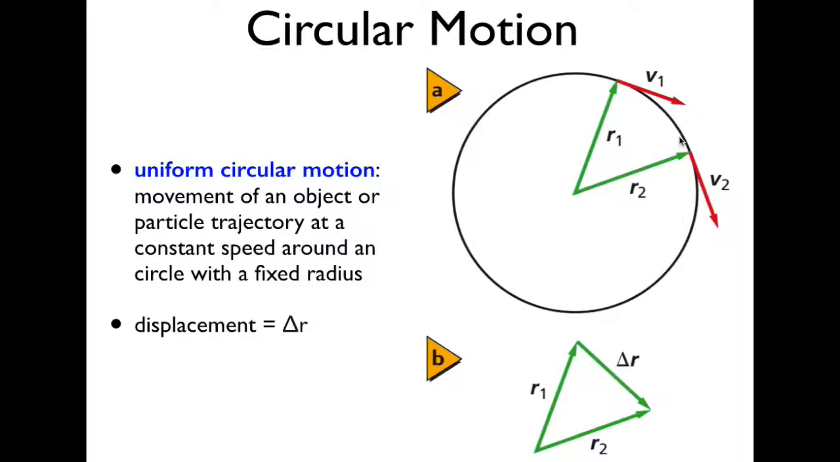Now, if you're moving at a constant speed, if your car's on cruise control, but you're trying to drive around a circle or you're trying to drive around an on-ramp or something like that, you're always having to turn the wheel in your car, and that's because you constantly are changing direction when you're moving in a circle. And so your displacement is just going to be your change in r. And we'll get more into this in a little bit.